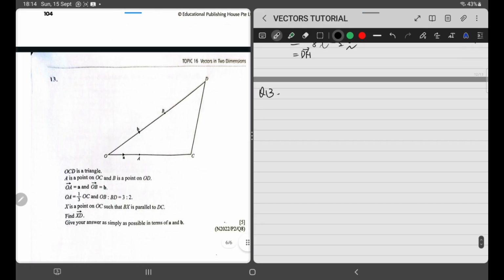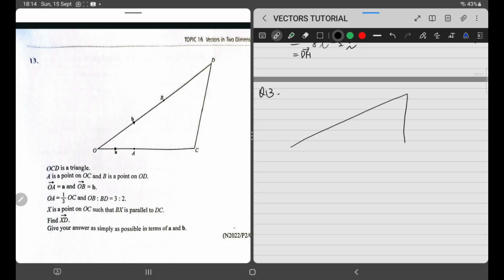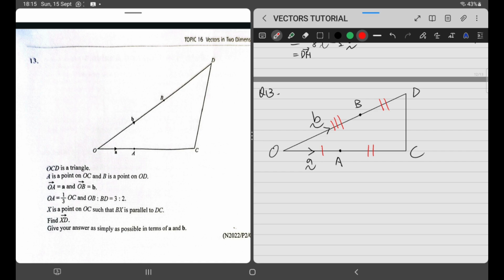Question 13. Now you have a triangle O, D, C. Here is B, vector here is B, and then here is A, vector here is A. Now OA is 1/3 of OC. So here is 1 unit, here is 2 units. OB to DB, so it's 3 units here, 2 units here. And then they say X is a point on OC such that BX is parallel to DC.